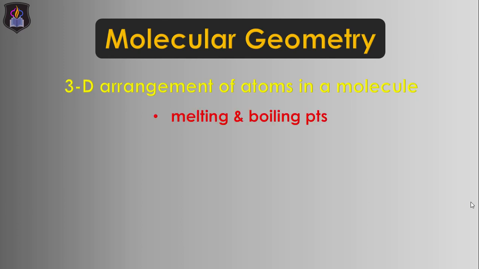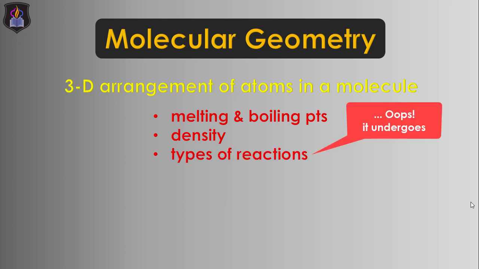Molecular geometry is a three-dimensional arrangement of atoms in a molecule. Some properties of a molecule, such as its melting and boiling point, density, and the type of reactions it undergoes, depend on the molecule's geometry, which can be predicted to a reliable extent if the number of electrons surrounding its central atom in a Lewis structure is known.